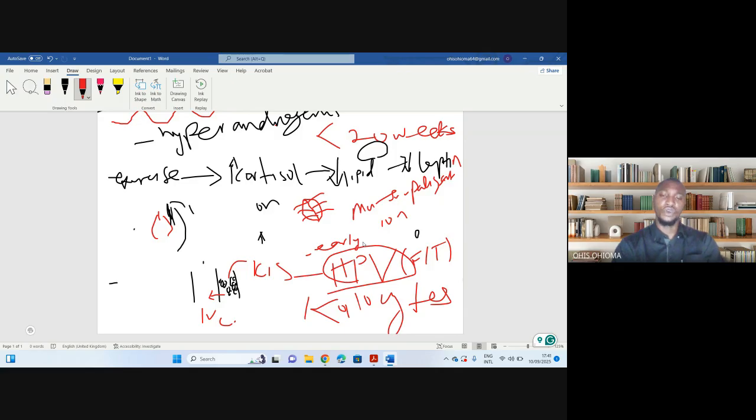HPV causes inhibition of certain suppressor genes, and it depends on the strain. So HPV 16 affects this gene called TP53. It affects this gene called E6 gene.